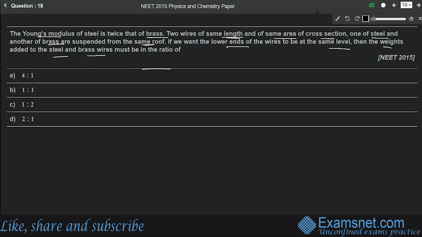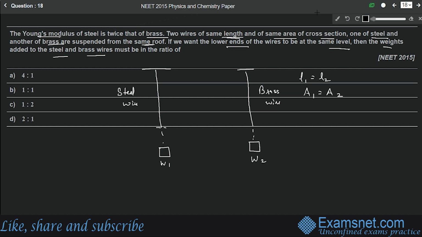So we have two wires. This is the steel wire, the wire made up of steel, and the other wire is brass wire. These have same length, so L1 is equal to L2, and same area of cross section, A1 is equal to A2. Now we have to add some weight to both the wires. Suppose these are the weights W1 and W2 added to the steel and brass wire respectively.